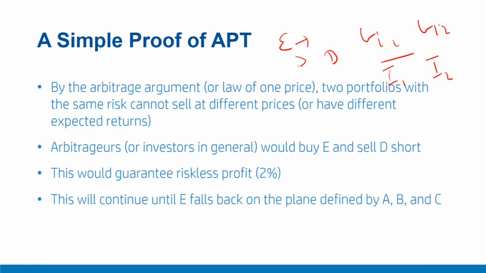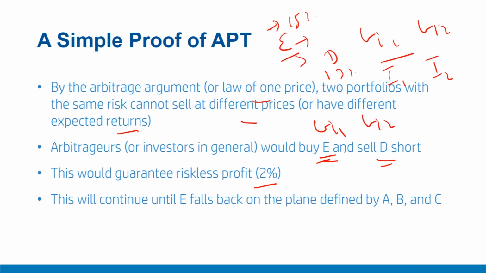Since E offers a higher expected return, by the arbitrage argument or law of one price, these 2 portfolios cannot sell for a different price for a very long time, or have expected returns that are different from each other, which in case of portfolio E is 15%, and in case of portfolio D it is 13%. That means portfolio E is undervalued and offers a higher expected return. So the arbitrageurs, or in general investors, as soon as they observe this kind of mispricing, would buy E, go long in E, and sell D short, which guarantees a riskless profit of 2%. Why riskless? Because the risk profile of portfolio E and D as represented by bi1 and bi2 is identical.